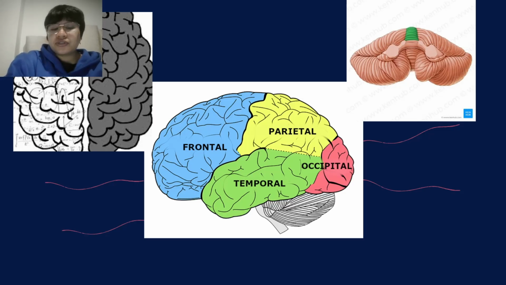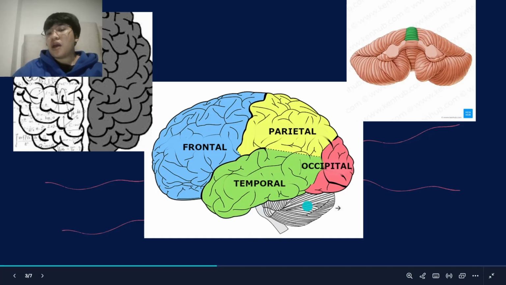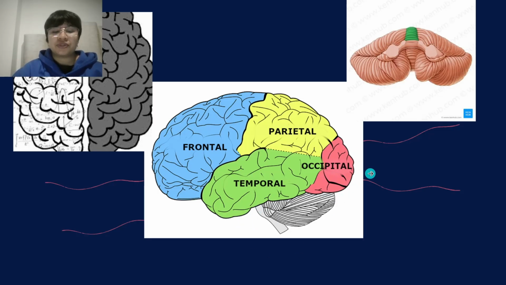The cerebrum is also divided into lobes. The frontal lobe controls movement and decision making. The parietal lobe processes sensory information like touch. The temporal lobe is related to hearing and memory, and the occipital lobe is responsible for vision.